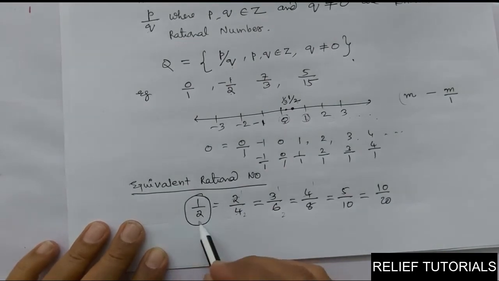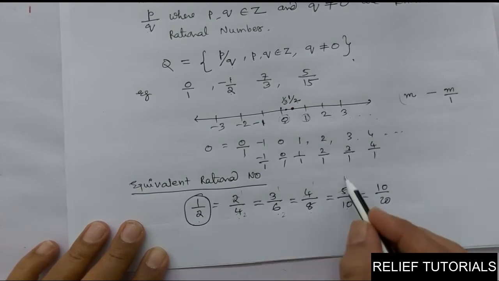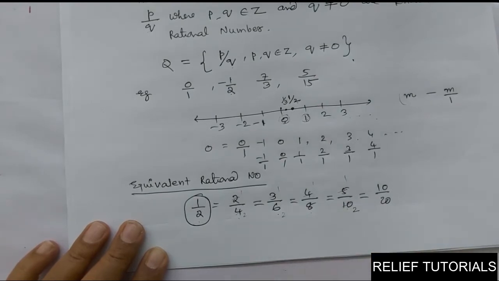So 1 by 2 is in reduced form. You cannot divide this further. Here you can divide them further. This also can be divided further. This can also be further divided. This can also be further divided. 5 ones are 5 and 10 twos are 20. So all these are called equivalent rational numbers of 1 by 2. These are co-primes.